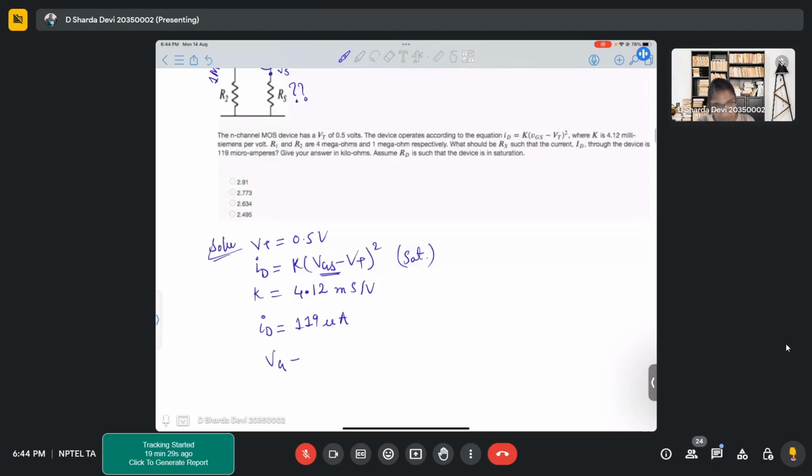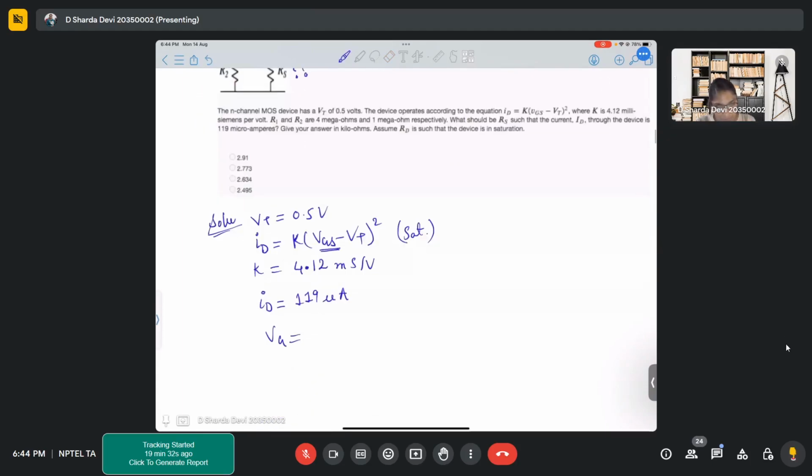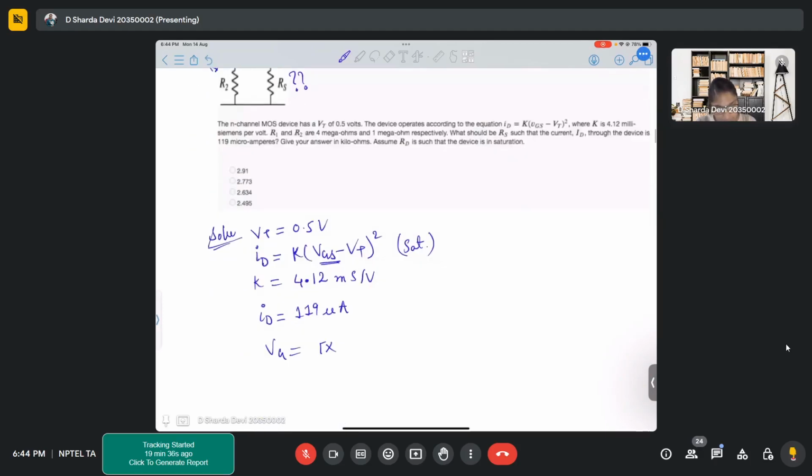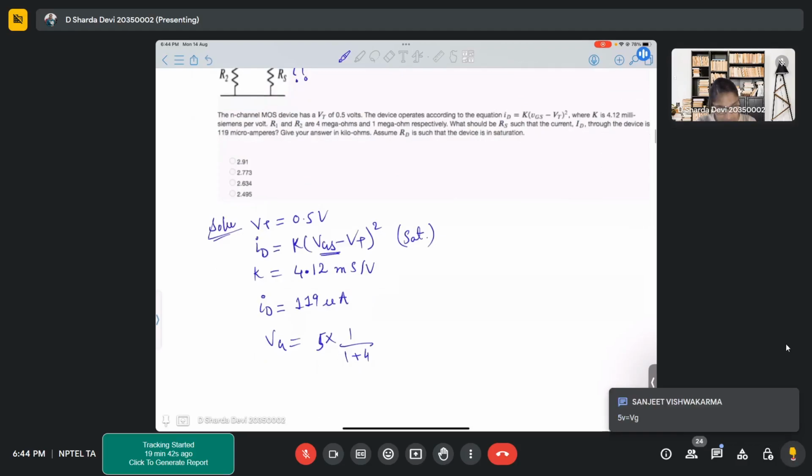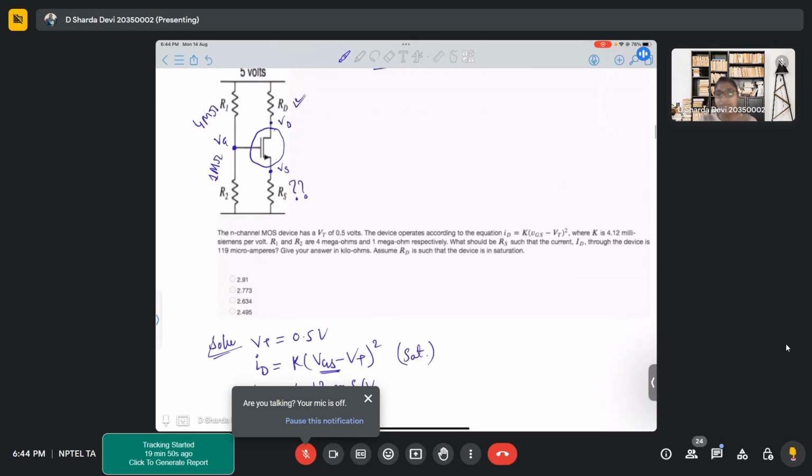So we can find VG simply as 5 times 1 upon 1 plus 4. So VG is 1 volt. How come VG is 5 volts? How can you say that VG is 5 volts?